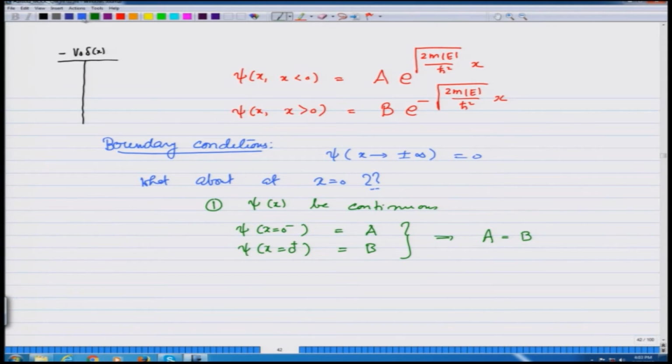Number 2, we had demanded that psi prime x, that is the derivative of psi with respect to x, be continuous for finite potentials. Now, in the particular case that we are dealing with, the potential is not finite at x equals 0, it goes to minus infinity. Therefore, this condition has to be replaced by some other condition, and we will do that now.